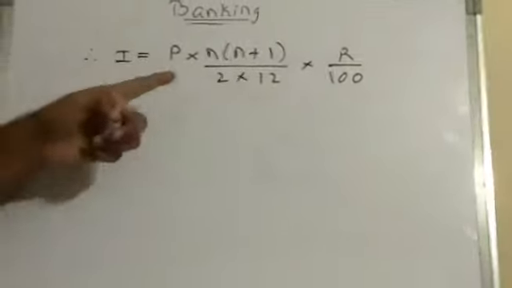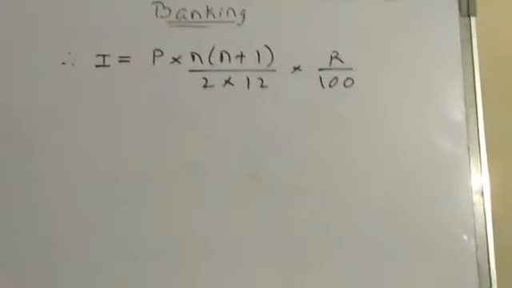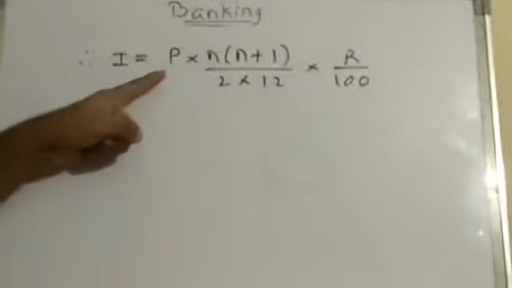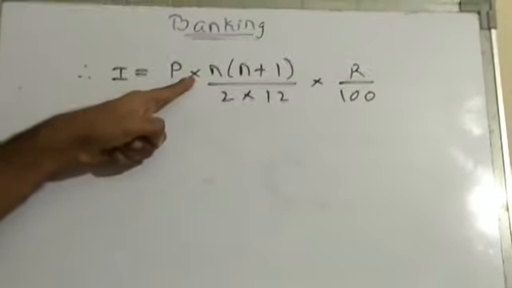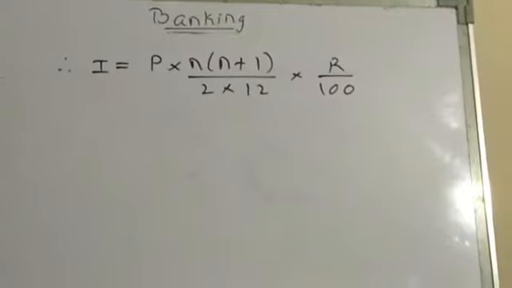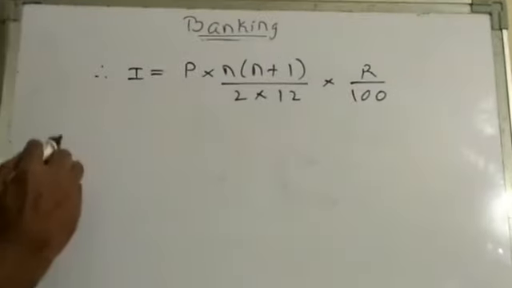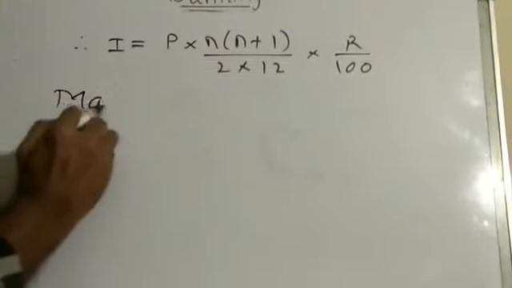I is equal to P into n plus 1 upon 2 into 12 into R upon 100, where P stands for your monthly deposit, n stands for the number of months for which you are doing it, and R stands for the rate of interest. Finally, maturity value.